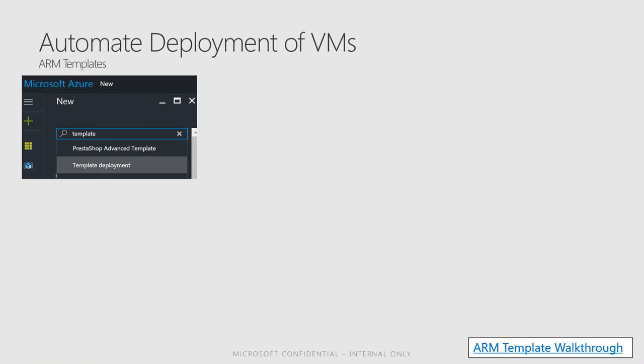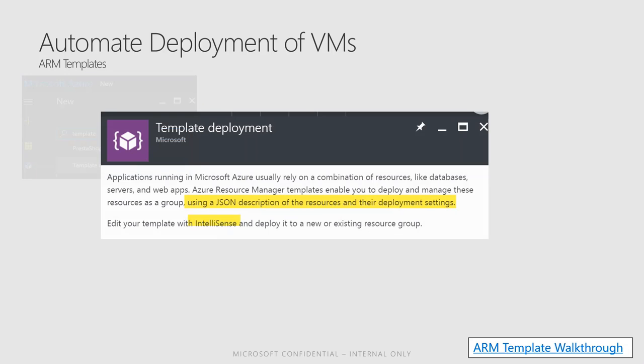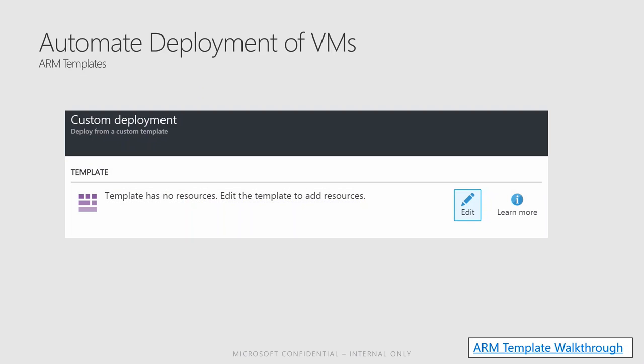Automate deployments of VMs. In this little walkthrough, we just show some of the ways that you can create templates, modify them, and take a look at them. One of the simplest ways is to go to the Azure portal and simply type the word template, and you see template deployment appear. This describes what they are. If you haven't done these before, you should understand templates use a JSON description of the resources and their deployment settings. And there's IntelliSense, a cool feature that helps auto-populate fields.